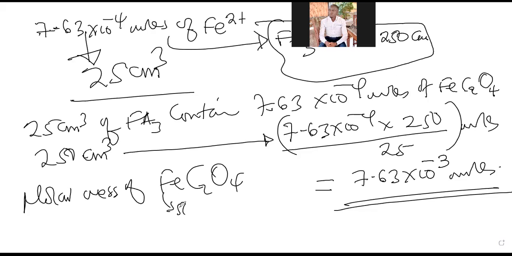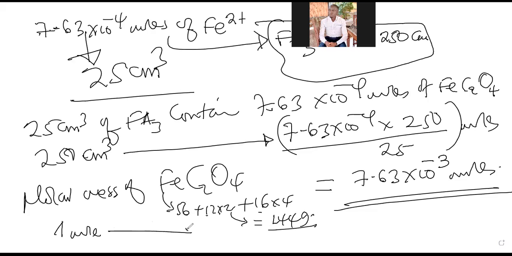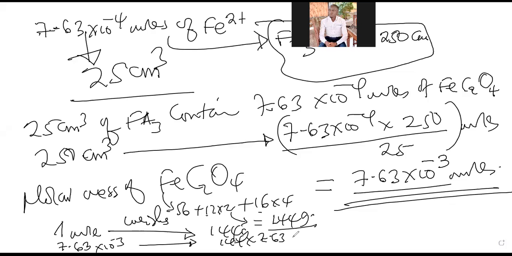Iron is 56, carbon is 12 times 2, oxygen is 16 times 4. 64 plus 24 plus 56 will turn up with 144 grams. So 1 mole of iron 2 oxalate weighs 144 grams. What about these moles? So moles in 250, 7.63 exponent negative 3, weighs 144 times 7.63 exponent negative 3. So it will give you the mass in 250 as 1.099 grams.